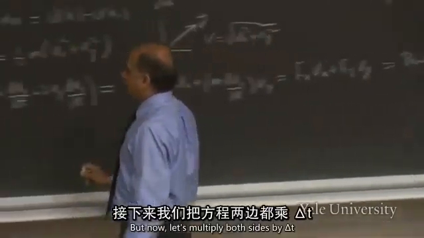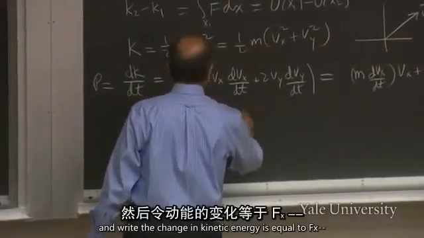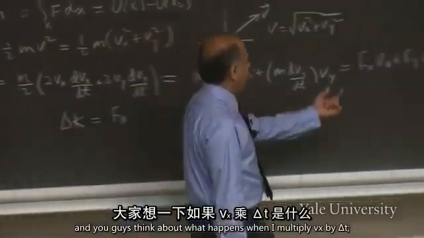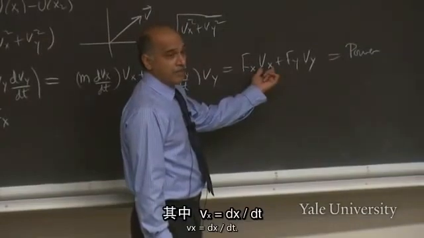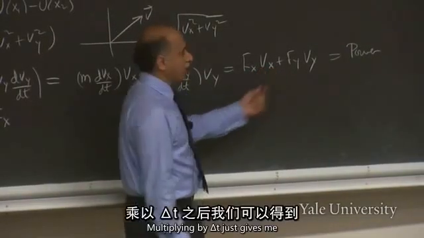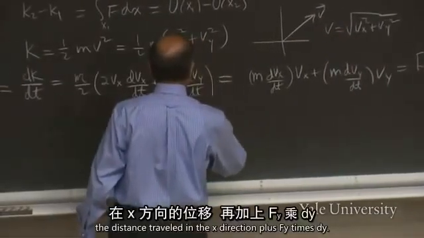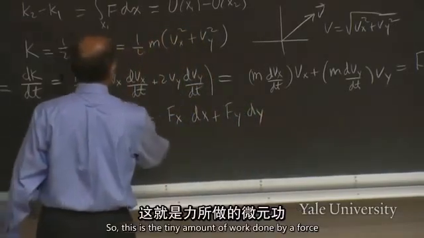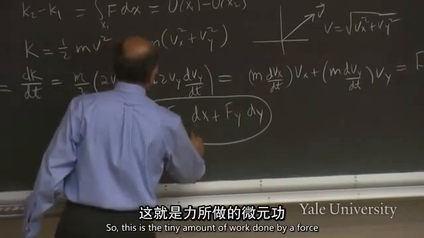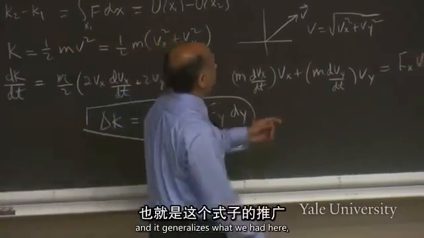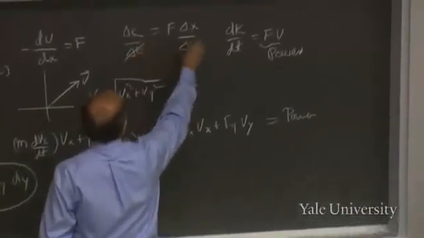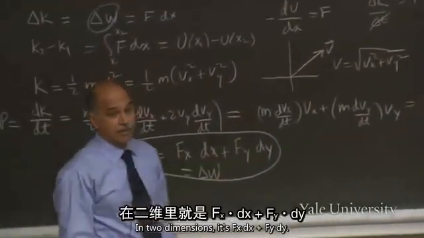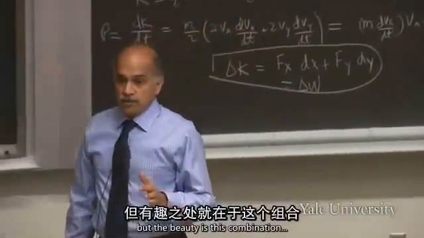But now, let's multiply both sides by delta t and write the change in kinetic energy is equal to Fx. Now you think about what happens when I multiply vx by delta t. vx is dx/dt. Multiplying by delta t just gives me the distance traveled in the x direction, plus Fy times dy. So this is the tiny amount of work done by a force, and it generalizes what we had here. Work done is force times delta x. In 2 dimensions it is Fx dx plus Fy dy. It's not hard to guess that, but the beauty is this combination.